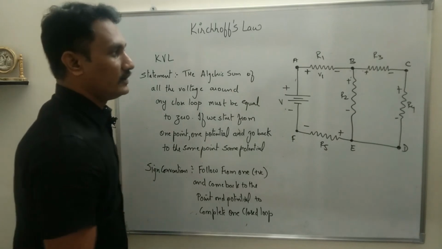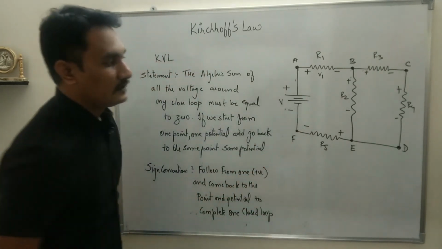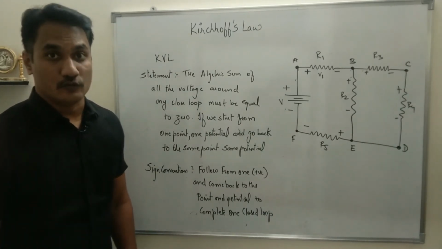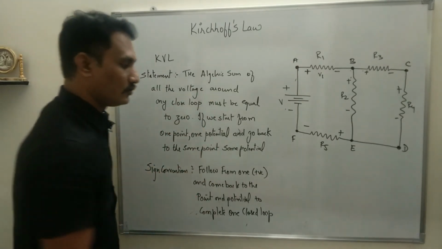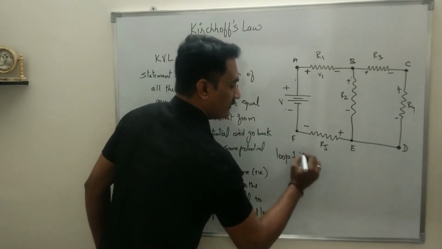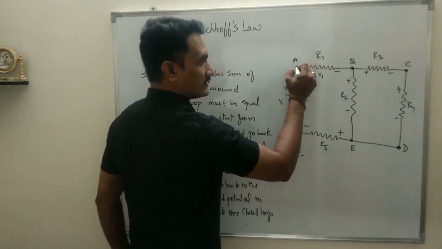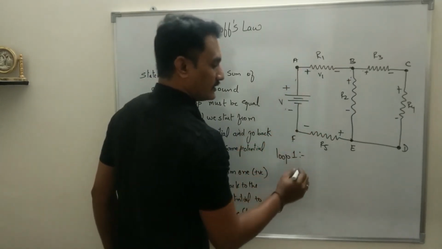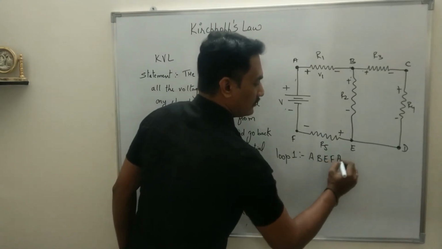Okay, so now let us try to identify the loops. In this circuit, I want you to interpret how many loops we have. A closed loop starts from one potential and goes back to the same point, same potential. So the first loop, loop 1, is A, B, E, F back to A. As I said, we will start with one positive potential and go back to the same positive potential.